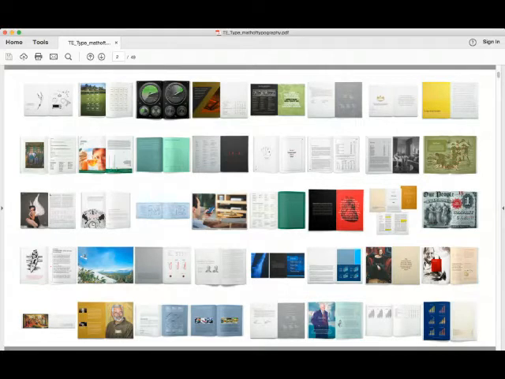So today I want to talk to you about and go through the process of one of these annual report projects. And I think a lot of you have seen this report that I'll use as an example.